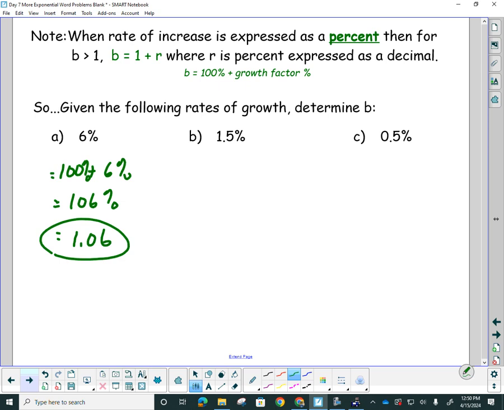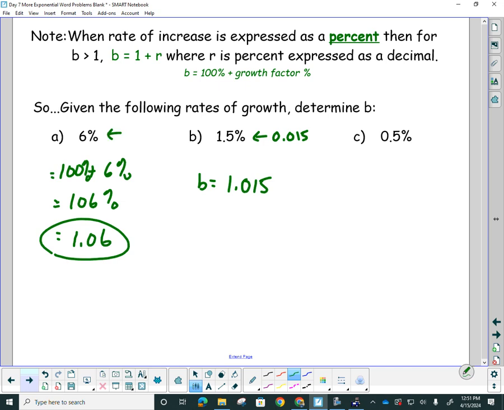Now, you probably wouldn't write down all that stuff. In this one, 1.5%, well, that is 0.015. If it was 1%, it'd be 0.01, but it's 0.015, so that's what that percent is. So your base now is 100% plus that, so 1.015 would be your base.